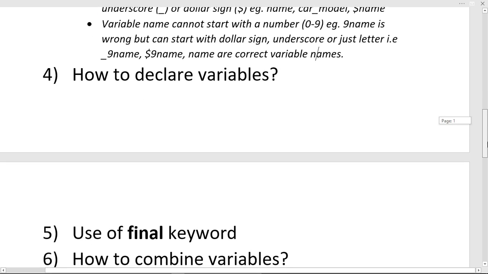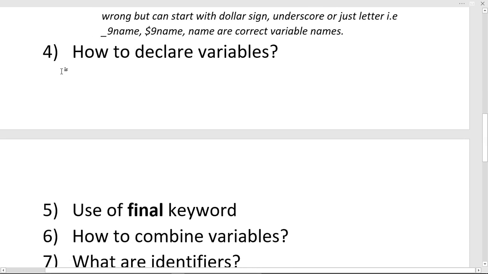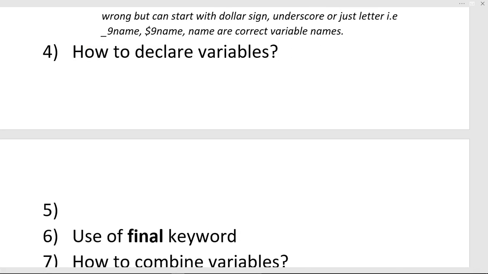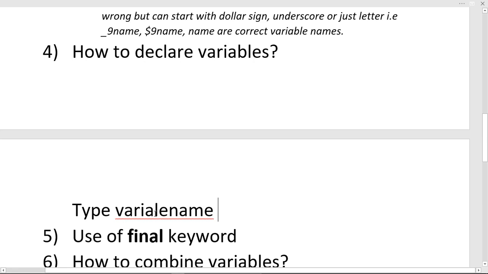Now, this is a major part that we'll be focusing on today: how to declare variable names, how to declare variables. To declare a variable, you write the type, then you write the variable name, then you'll also have a value, then you'll have a semicolon.